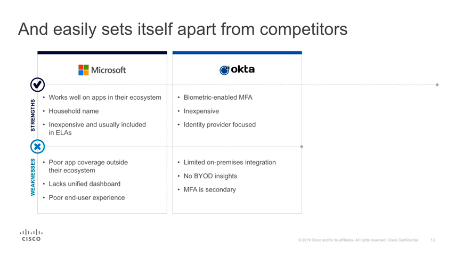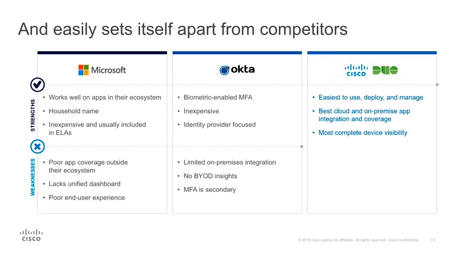Okta's strengths lie in the fact that it is an inexpensive biometric-enabled MFA that is identity provider-focused, but it is unable to provide secure access for all applications. Additionally, Okta doesn't provide device insights, so customers are unable to establish and secure BYOD for their workers. And importantly, MFA is secondary for Okta. Their main focus is single sign-on.